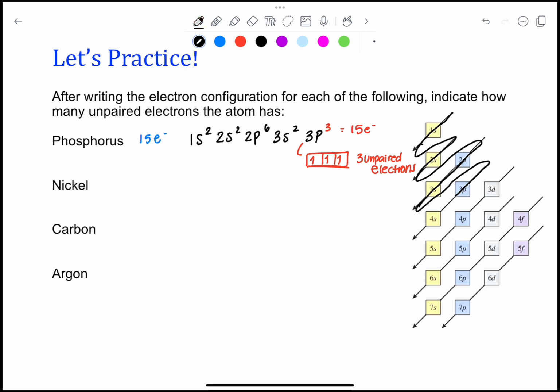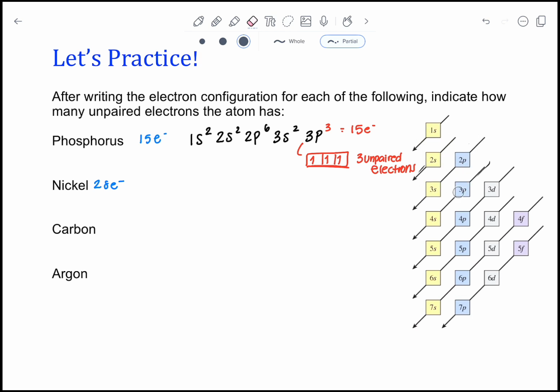Okay, let's try the next one. Nickel. Nickel I have as having 28 electrons. It is element number 28. So again, let me just erase my lines here so we can still see. We're going to follow our diagram. We start off with 1s. We know that can hold 2.